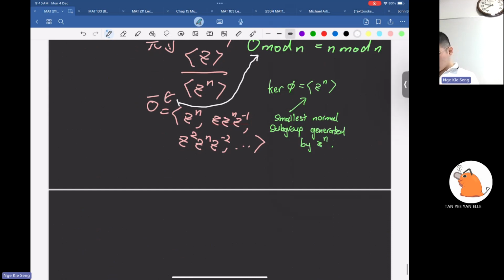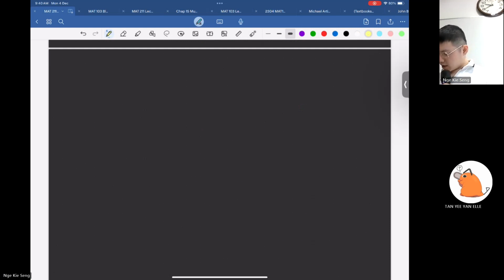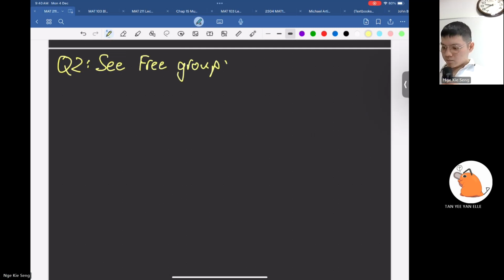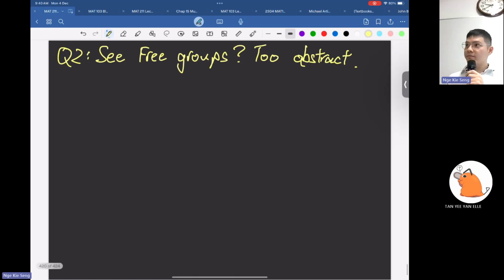Okay, next, I want to address the second question: how do we really see free groups? It's too abstract, so I want to bring it down to earth for you. Let's make it really concrete. What is a free group? I don't think you can see this in a textbook, so make sure you listen.